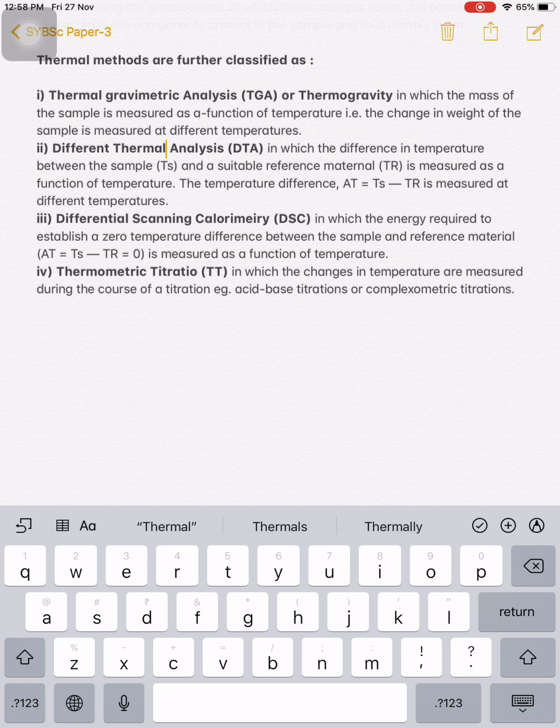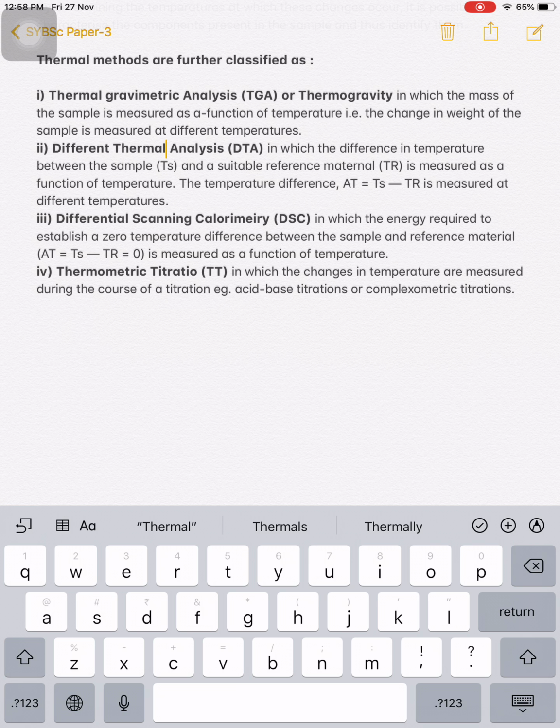Third one is differential scanning calorimetry. So in this, the energy required to establish a zero temperature difference between the sample and reference material is measured as a function of temperature. So how much energy is required to establish a zero temperature difference between the sample and reference material? So that property is studied in the differential scanning calorimetry.